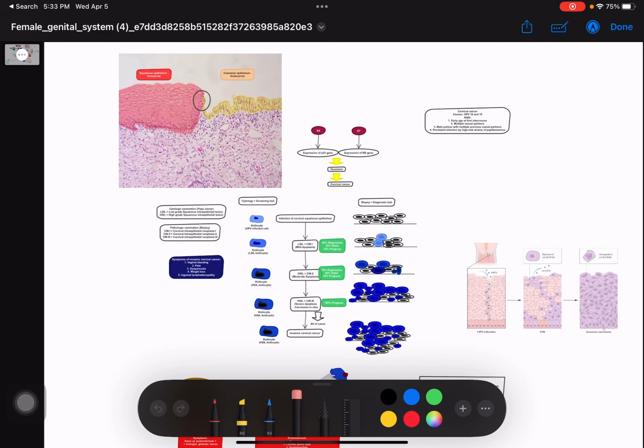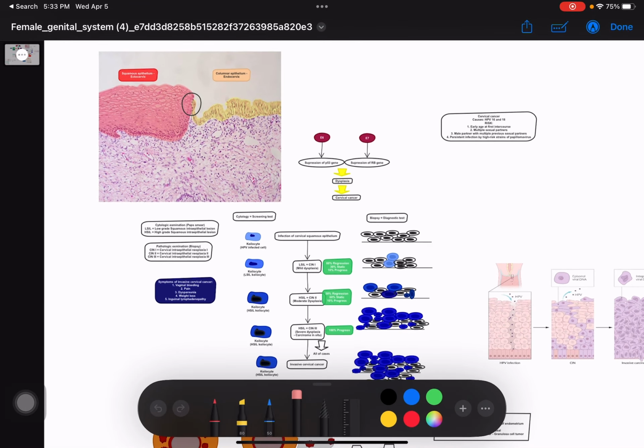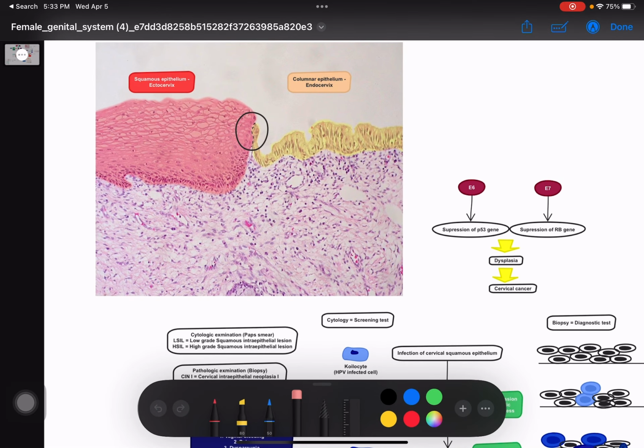Hi, today I'm going to discuss female genital tract disorders, starting with HPV-induced cervical intraepithelial dysplasia. So in this case, let's start with the normal histology.